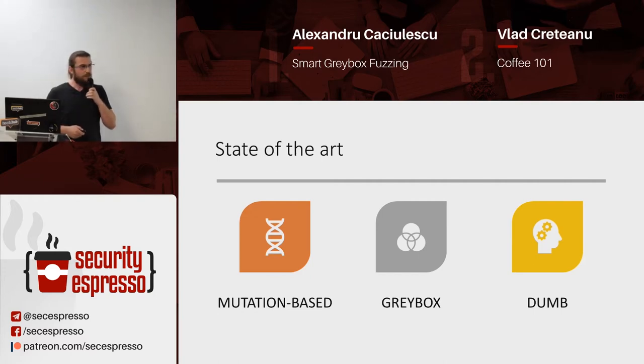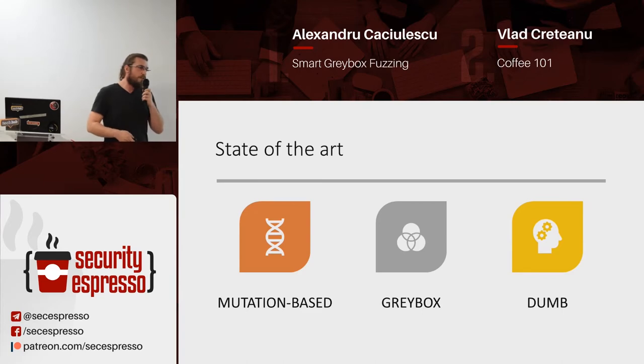Now let's discuss a bit about the state of the art. The current state of the art can be categorized as a mutation-based fuzzer with a gray box approach. And by gray box here, I also mean it's coverage-guided fuzzing.